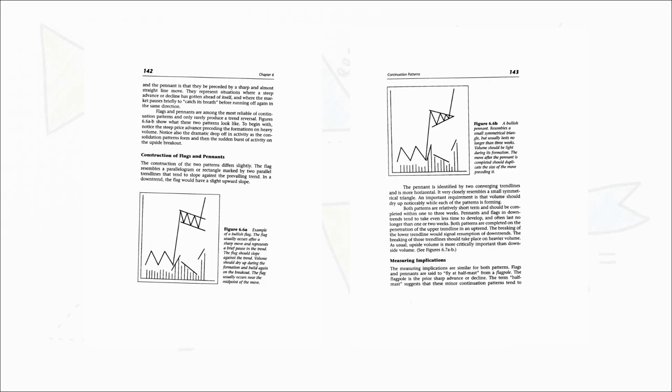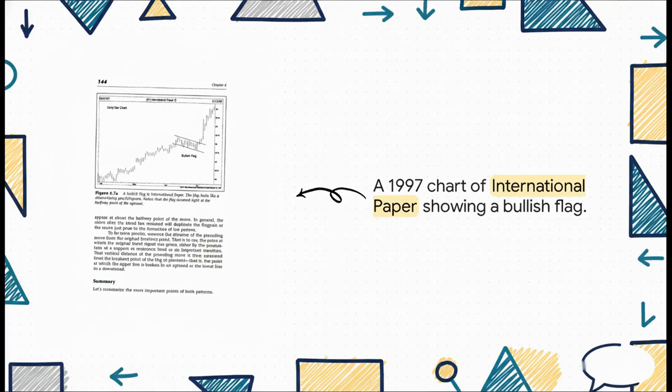Let's break it down. On the left, you've got the flag. See how it looks like a small rectangle or parallelogram that's kind of sloping against the main trend? Now look to the right. That's the pennant. It's basically just a tiny little symmetrical triangle. The key for both of these is that they are super brief, usually lasting only 1 to 3 weeks at the most.